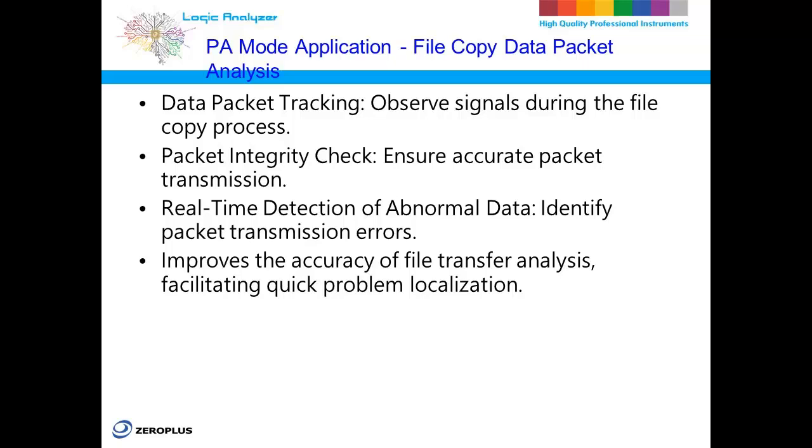Conclusion: in summary, the application of PA mode in file copy data packet analysis allows us to precisely detect and analyze the data transmission process. Through packet tracking, integrity checks, abnormal data detection, and high-precision problem localization, we can quickly ensure the accuracy and stability of file copying and promptly address any issues that arise. By using Bus Expert 2, B2, you can significantly improve the reliability of file transfers and further enhance work efficiency.